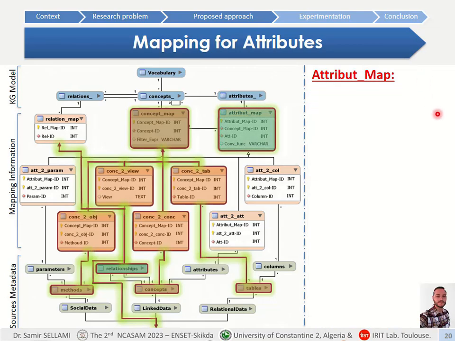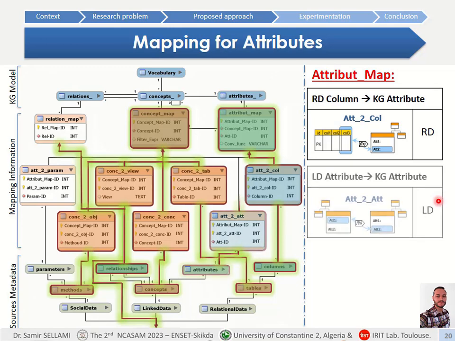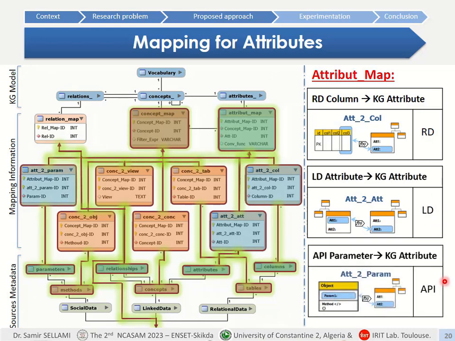For attribute or attribute map, the first case is a direct mapping between a column in a relational database to an attribute in the knowledge graph. The second case is a direct mapping between an attribute in a linked data source to an attribute in the knowledge graph. And in the third case, a direct mapping between a parameter in a web API to an attribute in the knowledge graph. Note that here we use a different conversion function to address different data value heterogeneity.